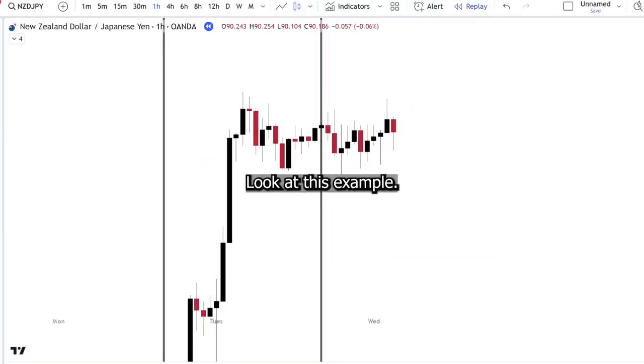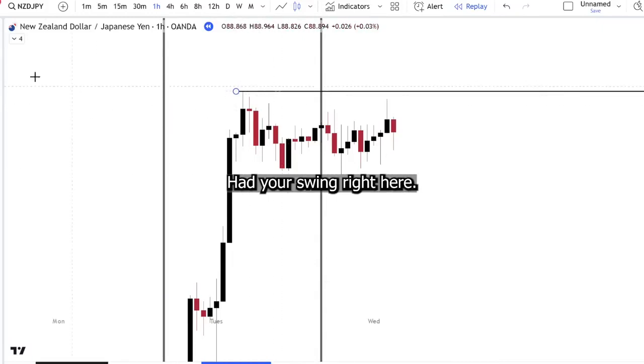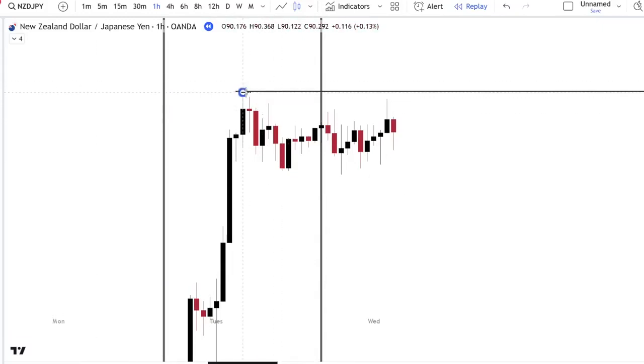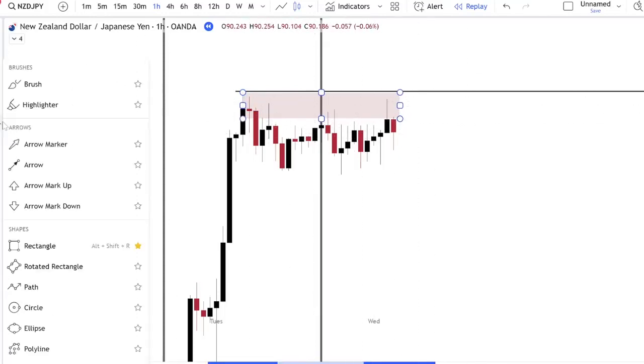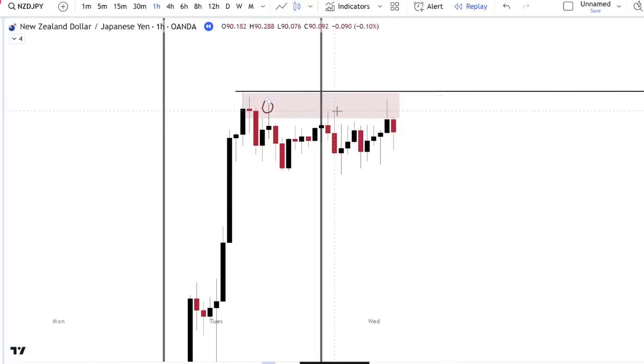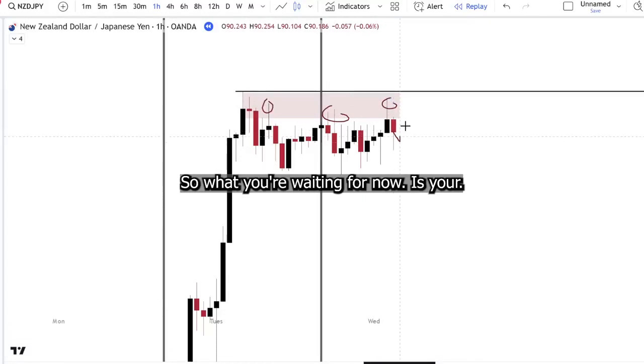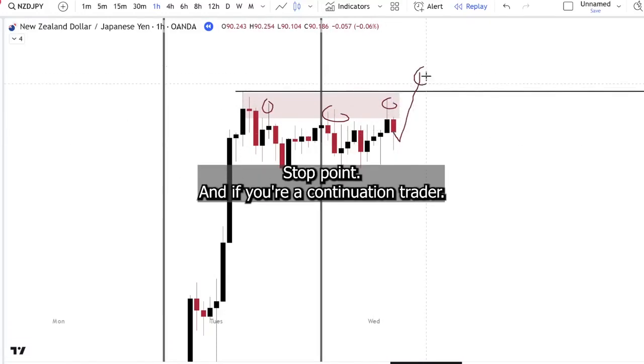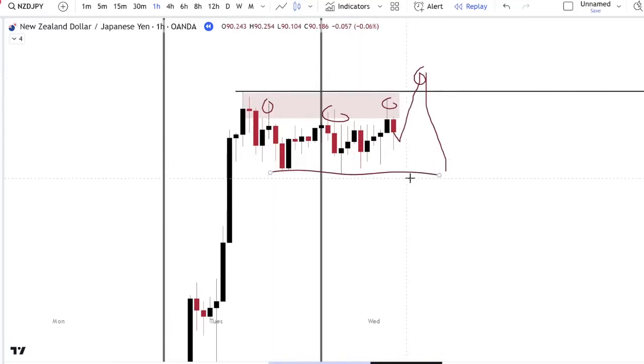So let's take a look at this example. You had your swing right here. And you could see that from this extreme level, price has been trapping this level for multiple days, which is 2 days in this case. Price rejected here, here, and here. So over a span of 2 days, price has been rejecting. What you're waiting for now is your stop hunt. And if you're a continuation trader, you're looking to enter right below your base.